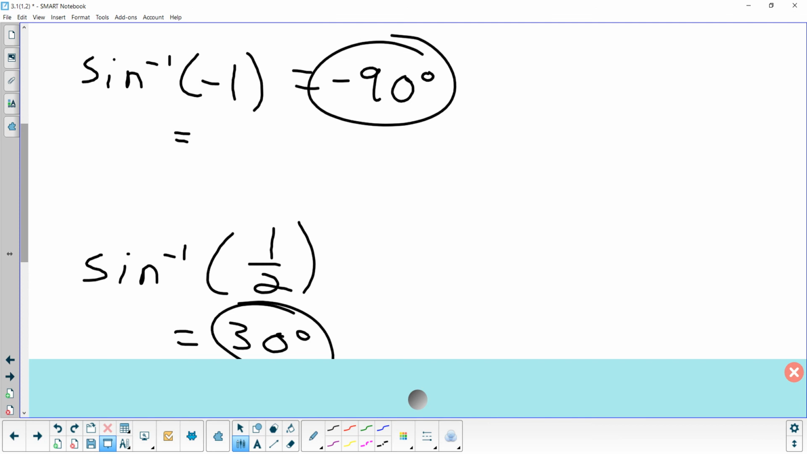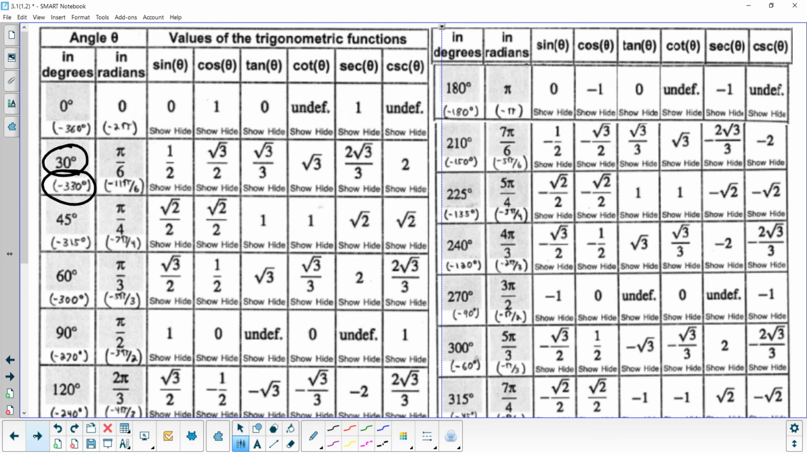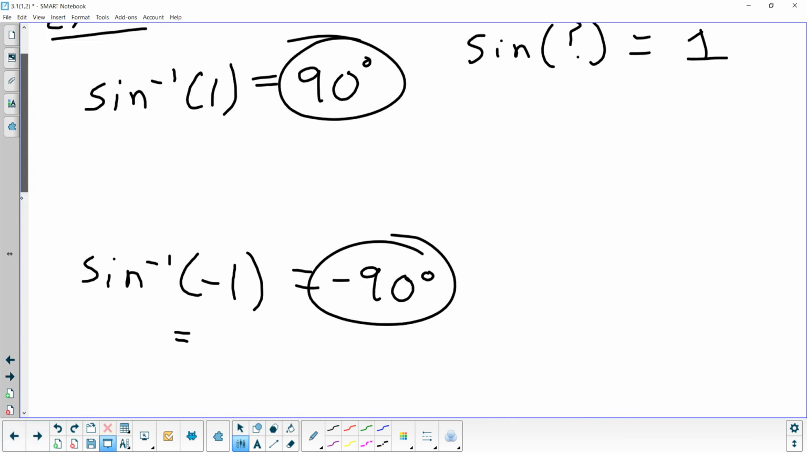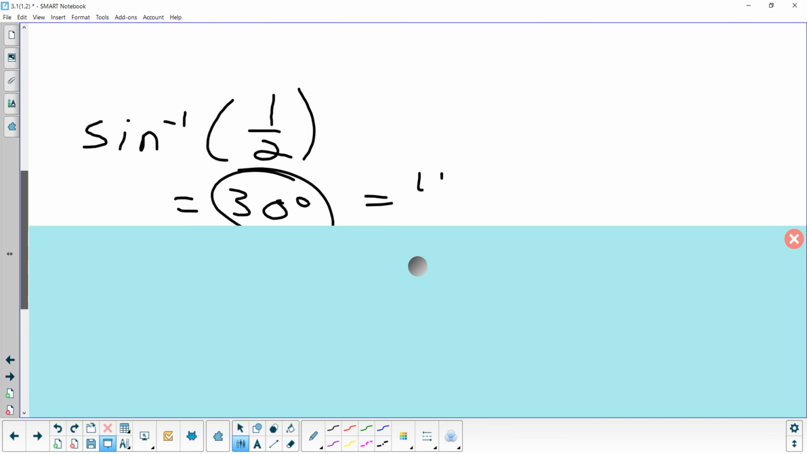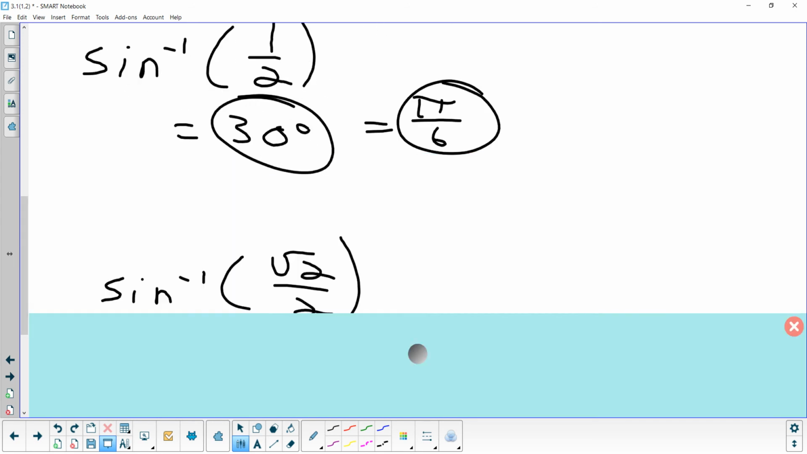Okay, 30 degrees, or let's just practice doing it in radians. That would be pi over 6 in radians. You can either convert it manually by multiplying by pi and dividing by 180, or you can also just look at the chart.